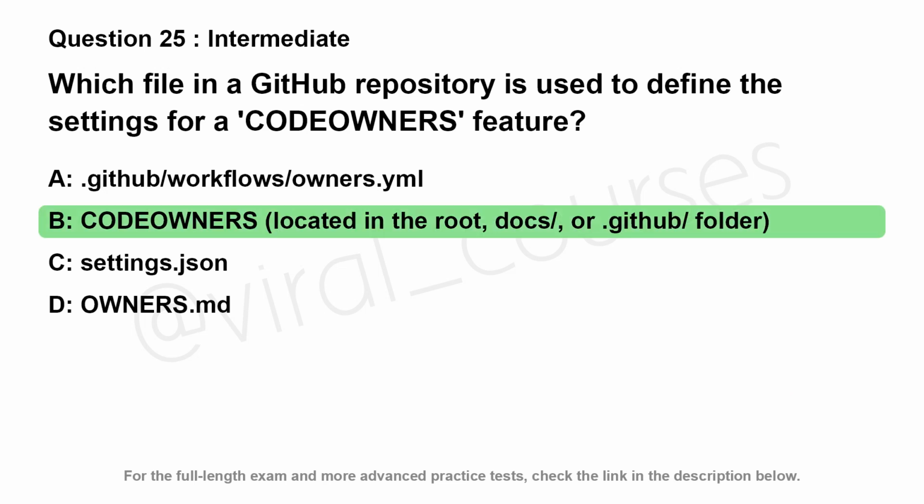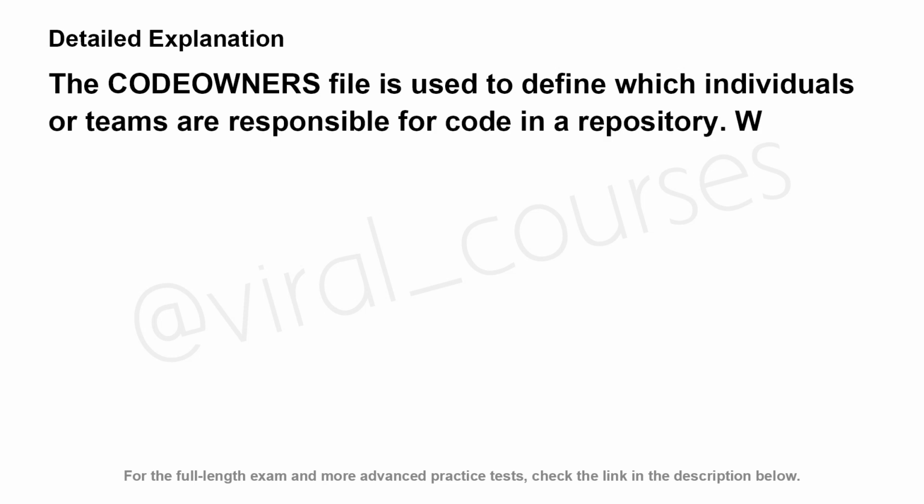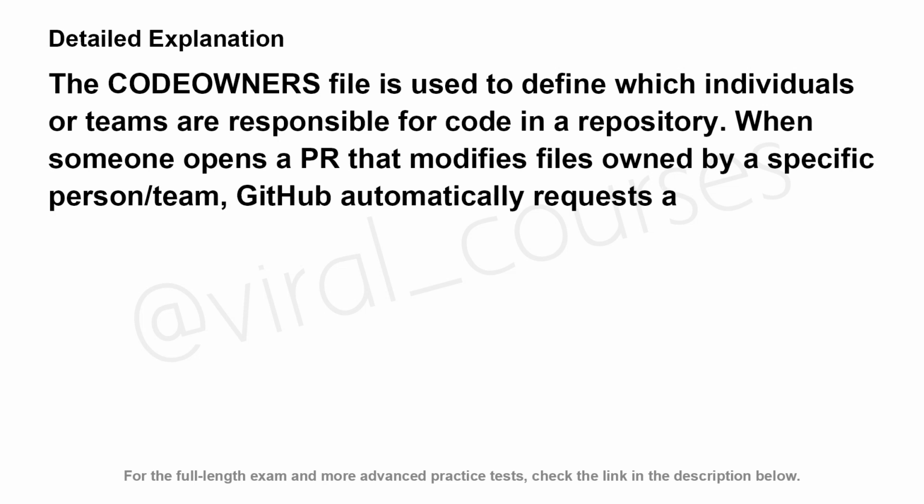The correct answer is B. The CODEOWNERS file is used to define which individuals or teams are responsible for code in a repository. When someone opens a PR that modifies files owned by a specific person or team, GitHub automatically requests a review from those owners.